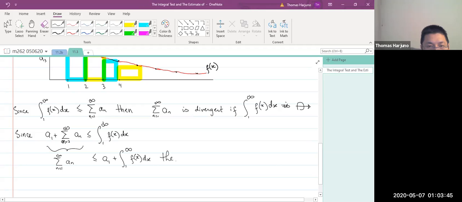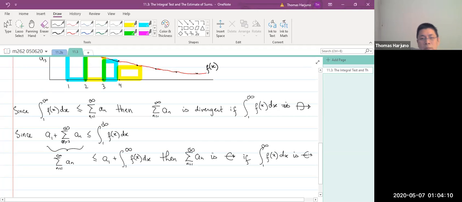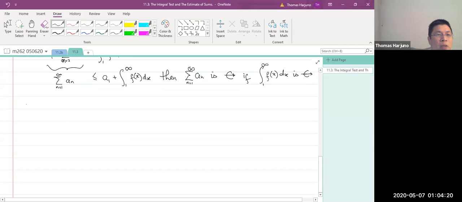Then we see the series will be convergent if the integral is convergent. Okay. Now, with that said, then we come up with the integral test.